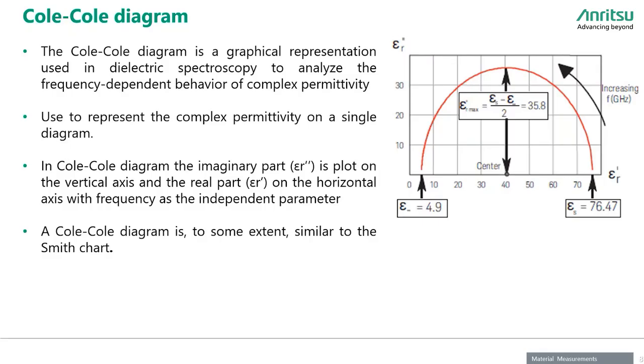where the imaginary part, which is epsilon r double dash, is plotted on the vertical axis or y-axis, and the real part, epsilon r dash, is plotted on the horizontal axis or x-axis, with frequency as an independent parameter. Now this Cole-Cole diagram is very similar to a Smith chart, which we have seen in a VNA.